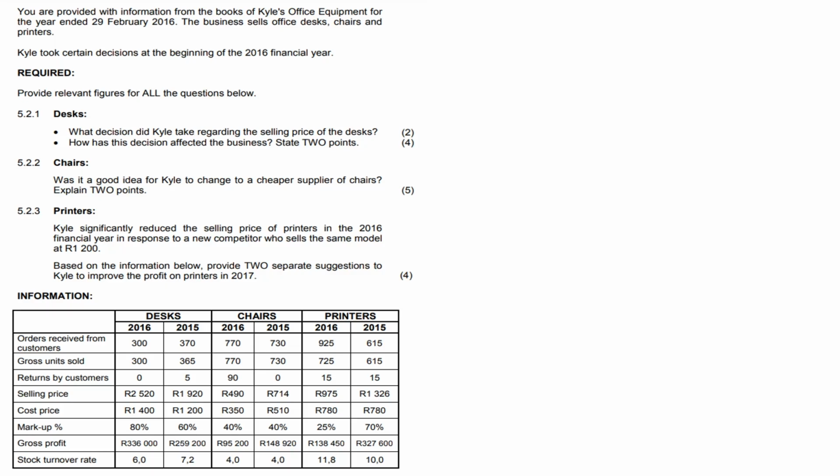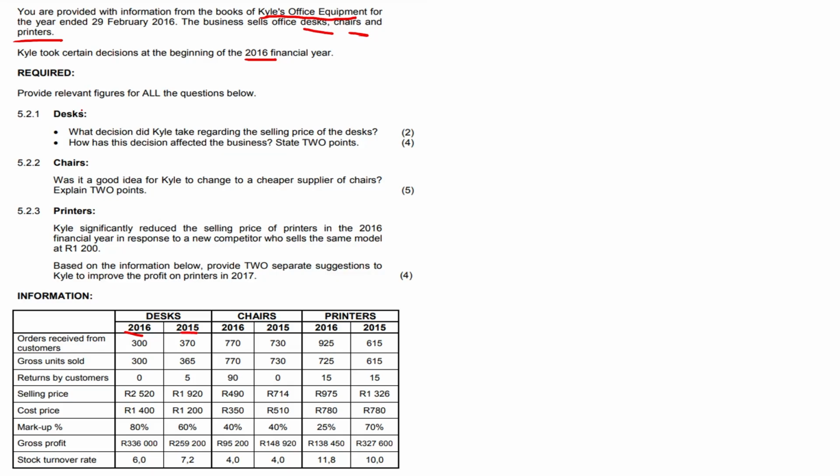So you are provided with the information from the books of Kyle's office equipment for the year ended 29 Feb 2016. The business sells office desks, chairs, and printers. So three items: desks, chairs, printers. Guys, you need to be very careful as to what you're looking at. So it's the 2016 financial year, but we'll need comparison figures, right? So here's 2015, here's 2016.